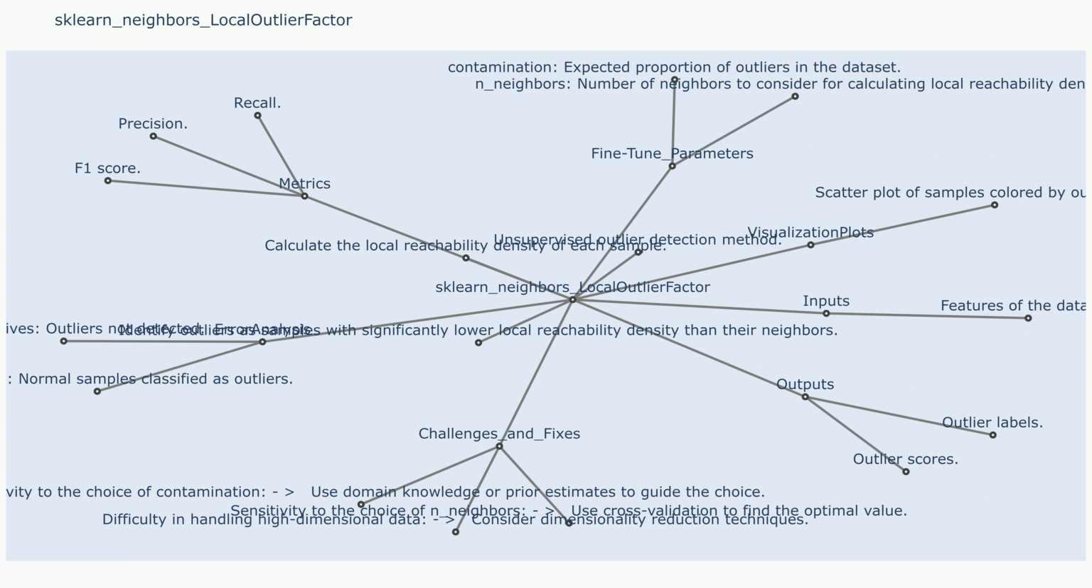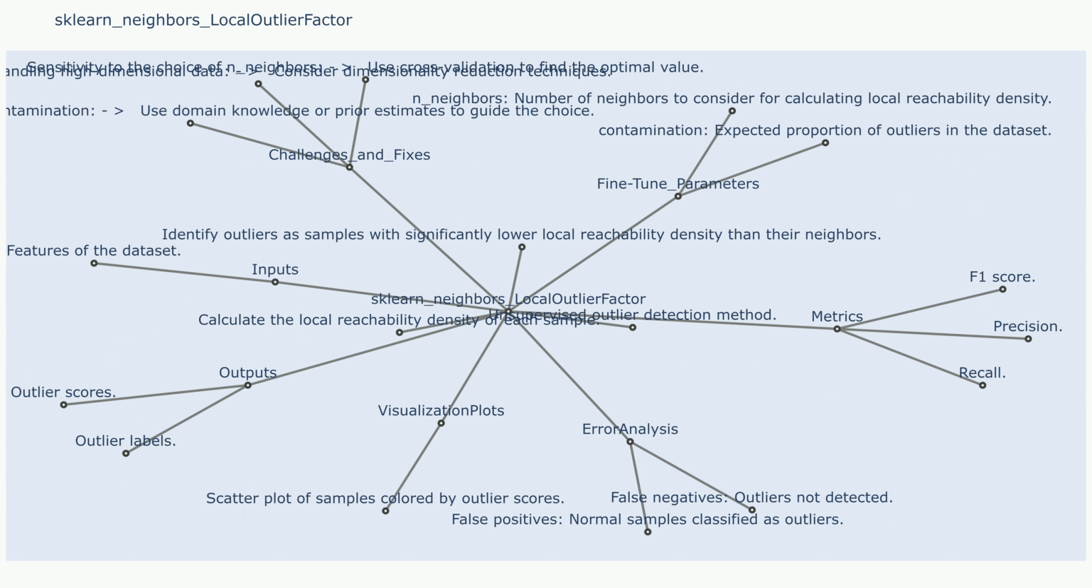The proportion of correctly identified outliers among all identified outliers. Recall: the proportion of correctly identified outliers among all actual outliers. F1 score: the harmonic mean of precision and recall.